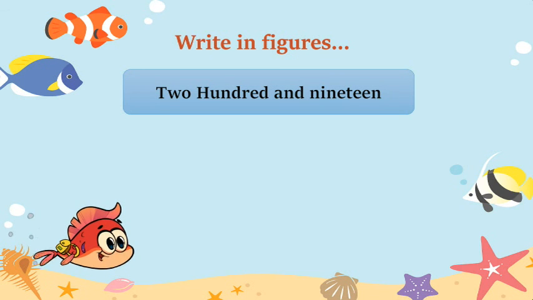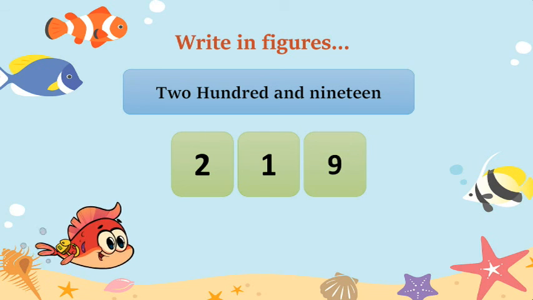Two hundred nineteen. So how can we write this word in figure? Yes, 200. So you have to write 2 and 19. So that means 90. Is it correct? No, we have to write 1 and 9. So how can we read this word? 219.